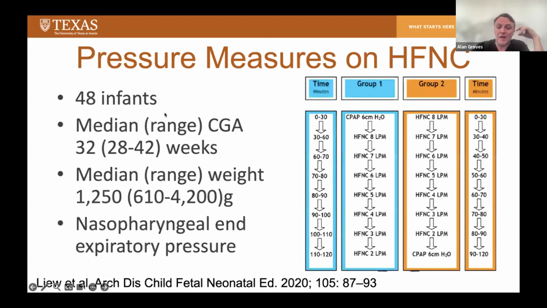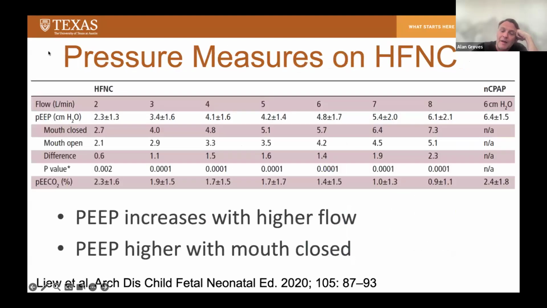So let's go back to this Loose study again, where they had 48 babies, 32 weeks-ish, 1.2 kilos-ish, and some of the babies started on CPAP and then went on to decreasing high flow. Some of the babies started on high flow and then were switched to CPAP. And here again is the table where I showed you the end expiratory CO2 previously. Now this is end expiratory pharyngeal pressure. So I think this is our gold standard for pressure. And if babies were on 2 liters per minute, they were generally only getting a PEEP of about 2.